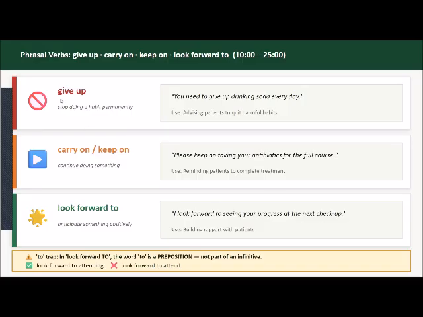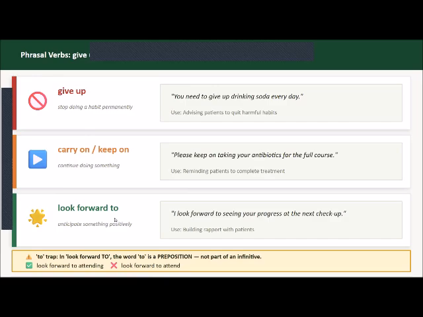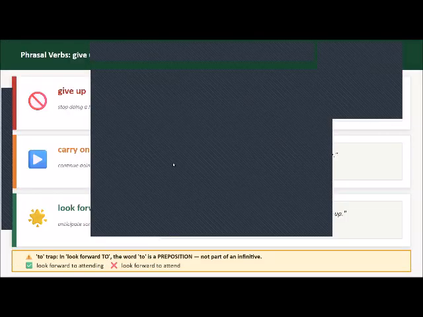Good. So by themselves, carry, give, look, they have one meaning. But when we add prepositions to them, the meaning changes, right? And that's what we're going to be practicing. Now, this type of words are called phrasal verbs, all right? Now, let's look at some examples of phrasal verbs.